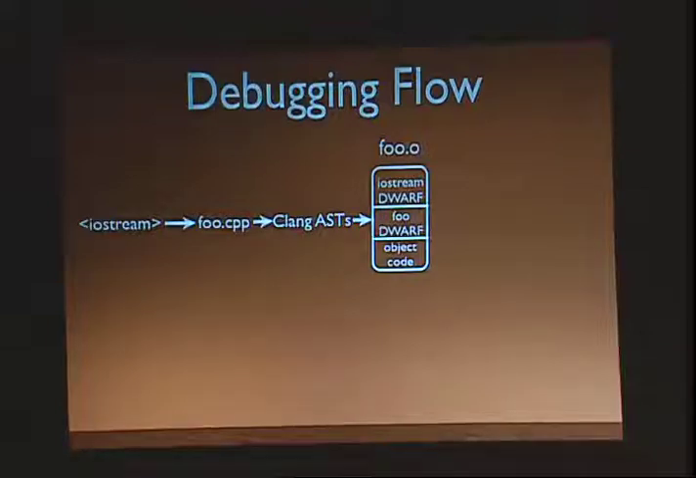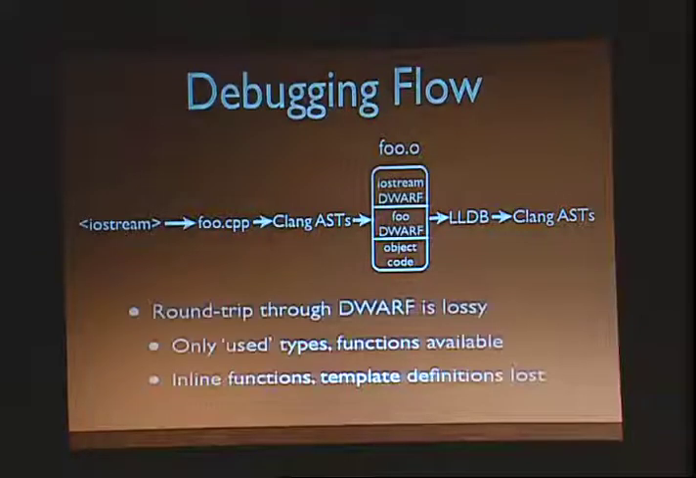All right, you go compile your program. Eventually, you come back and start debugging with LLDB. And what does LLDB do? It reads a whole pile of DWARF and produces Clang ASTs. So we have this round trip of Clang ASTs through DWARF. And this round trip is actually really lossy. You only get the things that you actively used. That's a performance optimization on the DWARF side. But you lose a ton.